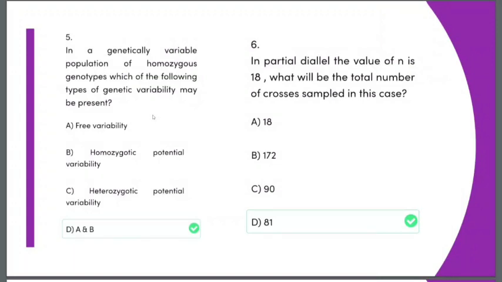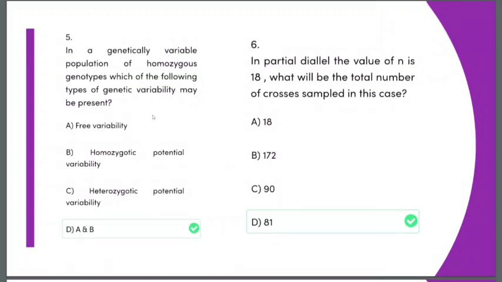Sixth question is, in partial diallel, the value of n is 18. What will be the total number of crosses sampled in this case? So it's a numerical question. Explanation or solution is not written in this presentation, so I will just tell you the explanation.